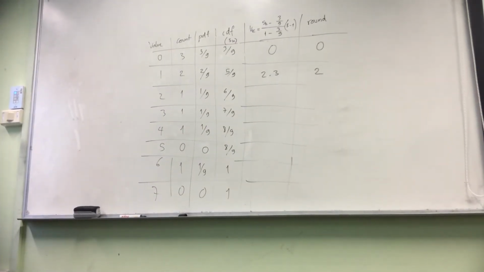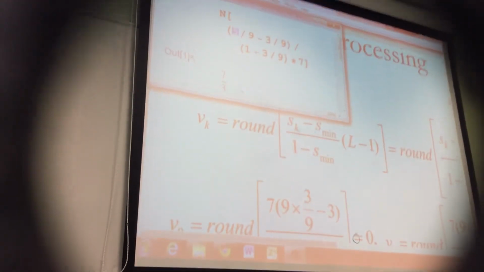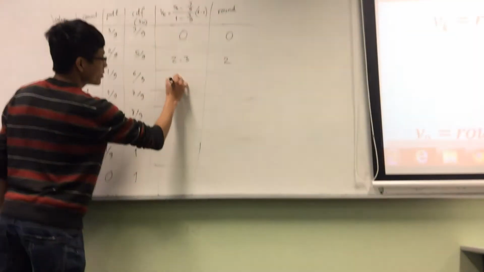will be 6. Just change the 2, 6. 6, 3.5, rounded will be 4.